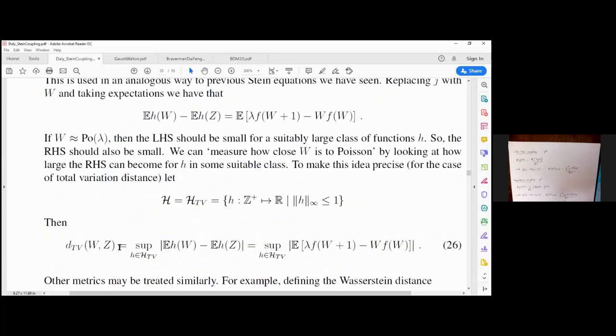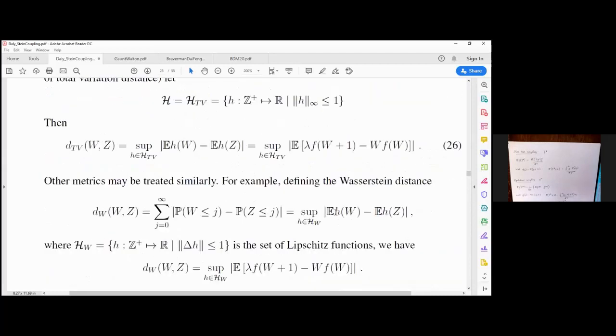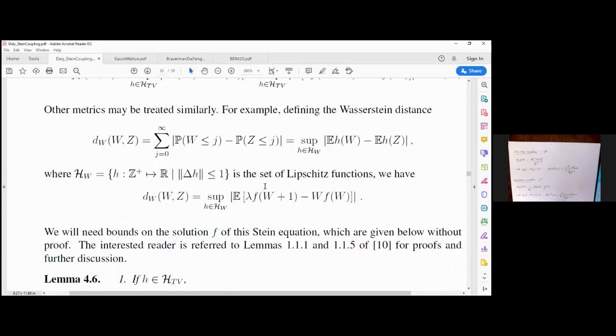Say metrics we're interested in. I can take those functions h to be bounded functions, which will give me my total variation distance, like we said. I can also take h to be Lipschitz functions, which will give me Wasserstein distance. I can do Wasserstein approximation in this setting as well. I'm not really going to do that. But the only thing that needs to change if I want to do Wasserstein instead of total variation distance are the bounds that I'm using on this solution f to my Stein equation.